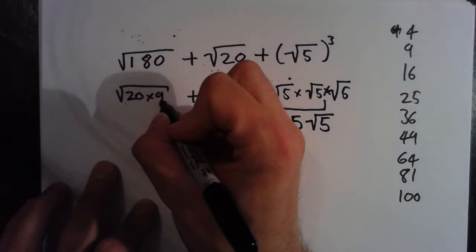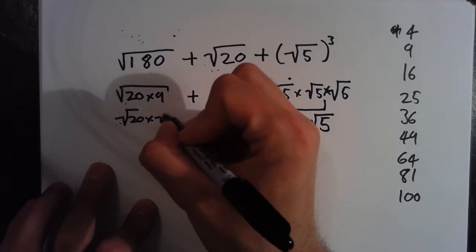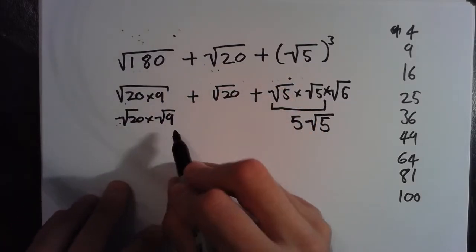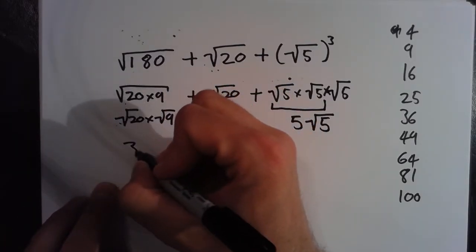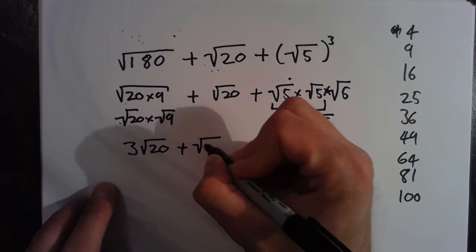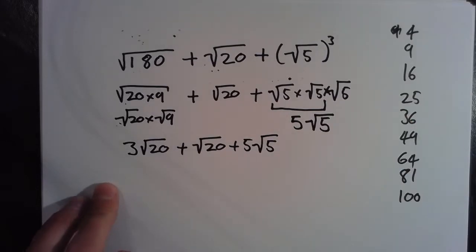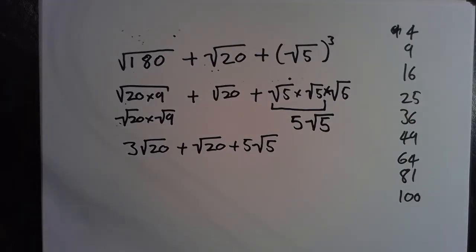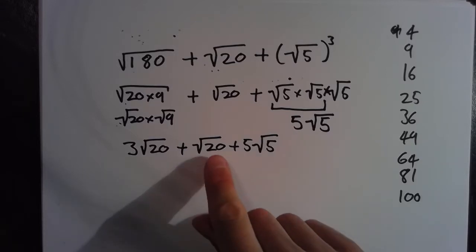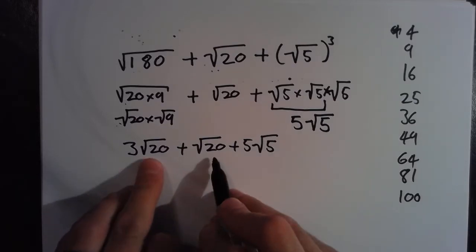The square root of 180, actually I'll write it out a little bit more like this. That of course is the square root of 20 times the square root of 9. I know the square root of 9 is 3, so what I've got at the moment is 3 square root of 20 plus the square root of 20 plus 5 square root of 5. Now I've done something to this sum, but I don't think I've exactly simplified it. And the simple reason is I look at these 20s and there is a squared number there as well. It's 4, because 20 equals 4 times 5, which means I can simplify these further.